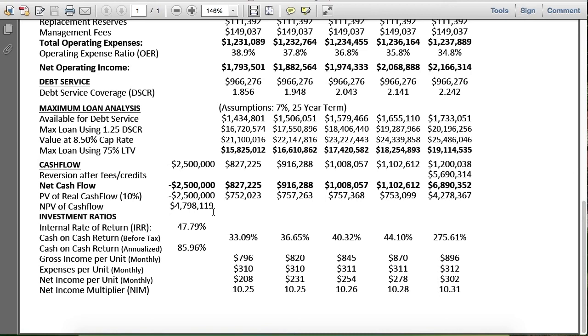better than your 10%. And then you want to look at your internal rate of return, the IRR, 47.7, that's really good. And then your cash on cash return, this is before taxes, of 33 all the way to 44, and then upon sale 275%. And then we're going to look at our annualized cash on cash return, which is 85.9% returns, which is just outrageous.